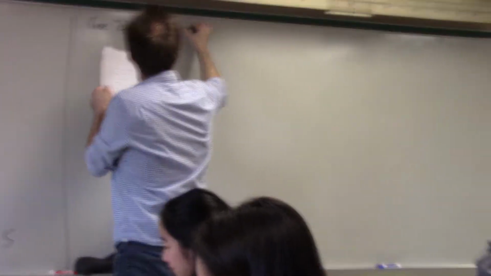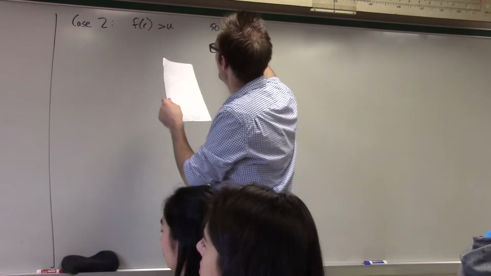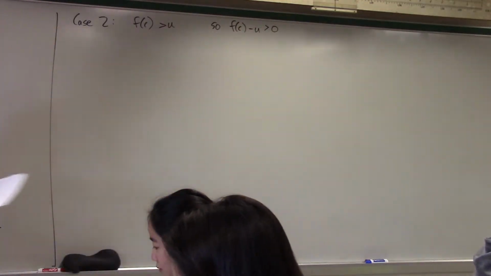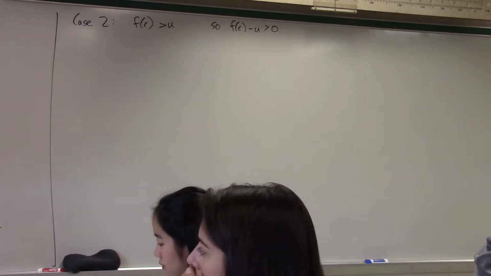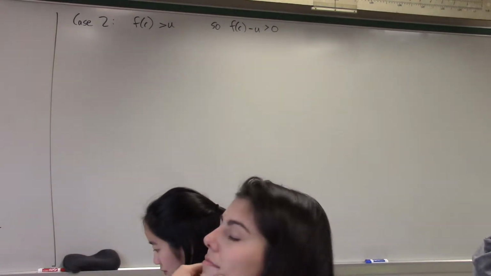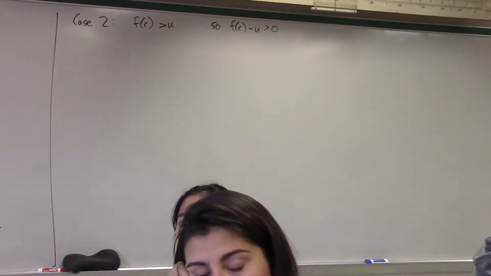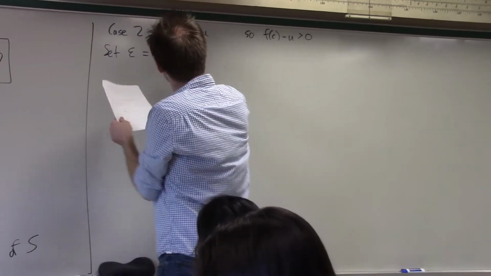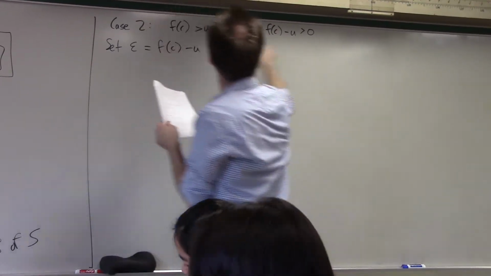Okay, case 2. So now f of c is bigger than u. And then of course that means that f of c minus u is positive. Stay with me now. What am I going to do? I'm going to set epsilon again to be the gap. Because if you look over here, I need a number which is a little bit less than c, but still above u. So I'll take that gap and again set epsilon to be f of c minus u, which is of course positive.